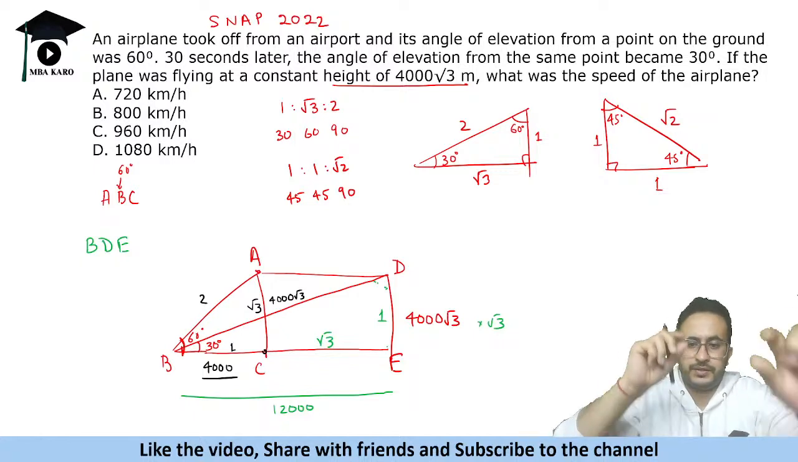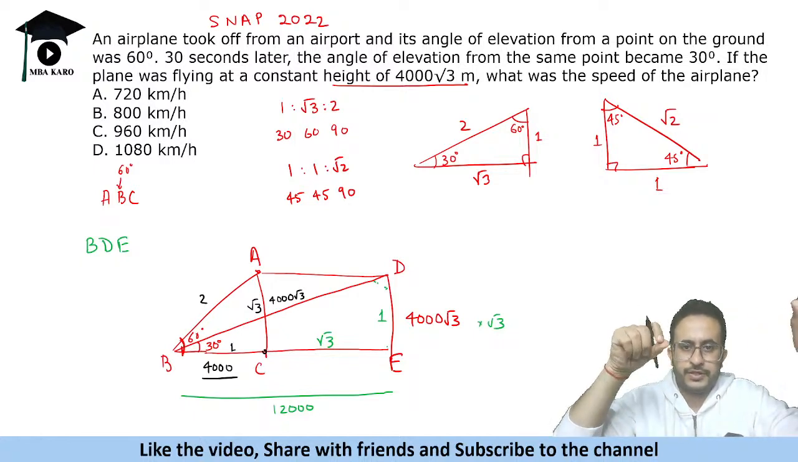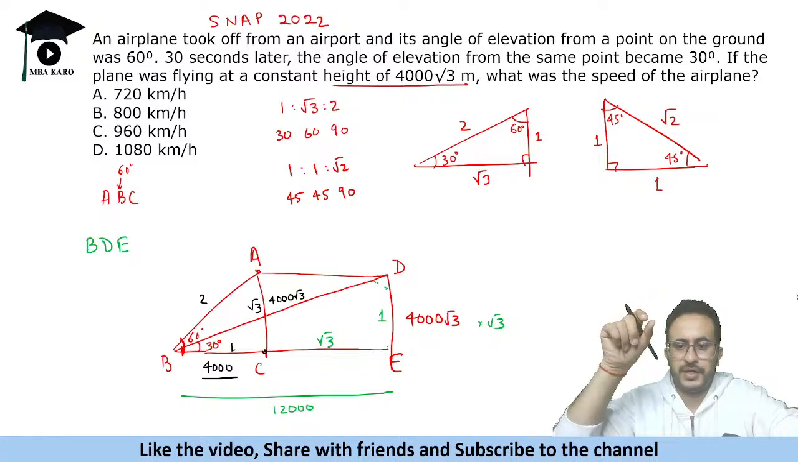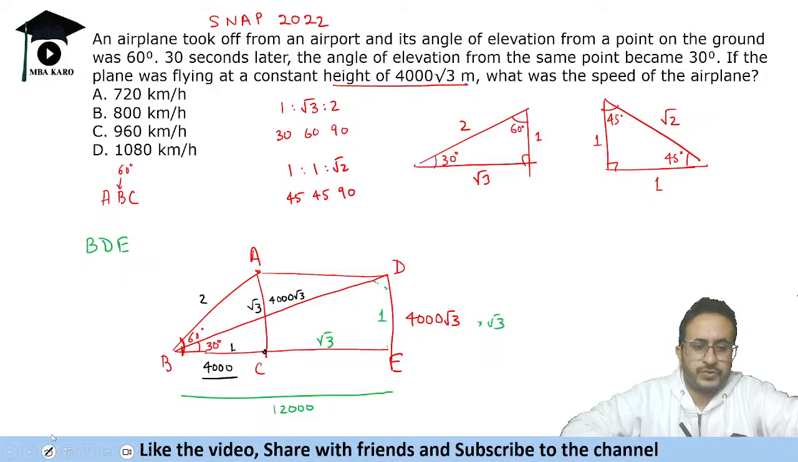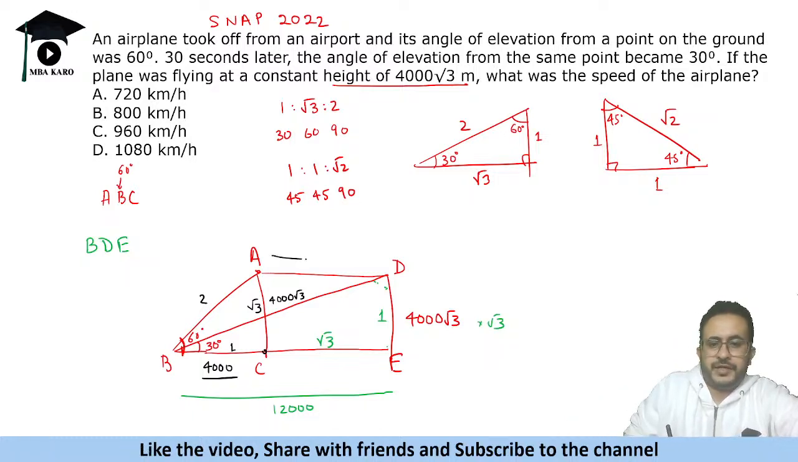Okay, so in a 30, 60, 90 triangle, the smaller side is 1. The second side is root 3 times of that. Okay, if the larger side is known, and the shorter side you have to find, you need to divide by root 3. If you have to find the larger side, multiply by root 3. Okay, so in this case we will get 12,000. 12,000 ही हो गया. So this distance from A to D is 8,000. Okay, so from here to here 4,000, this is 12,000, so 8,000.